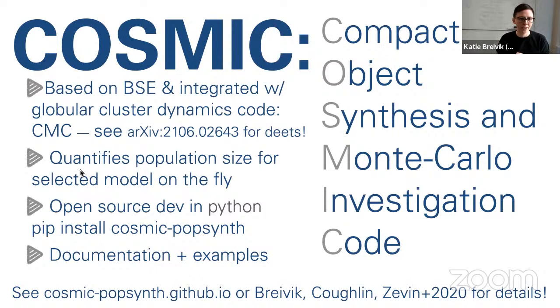One thing that we're very excited about is a recent release where we coupled COSMIC, which does isolated binary stars, to a globular cluster dynamics code called CMC, so that we can make self-consistent comparisons between binary stars formed in a galaxy in an isolated environment versus stellar populations formed in dense stellar environments like globular clusters.